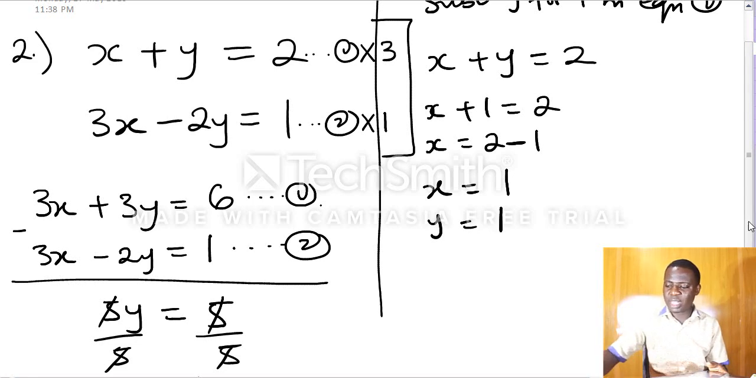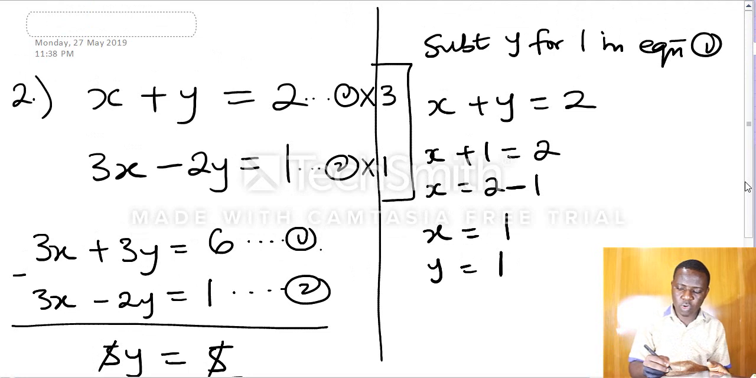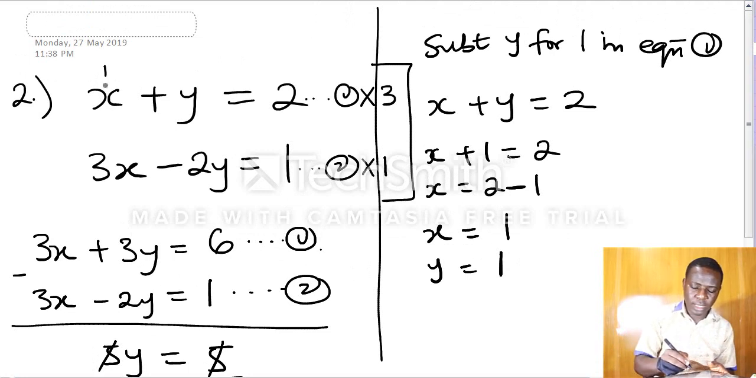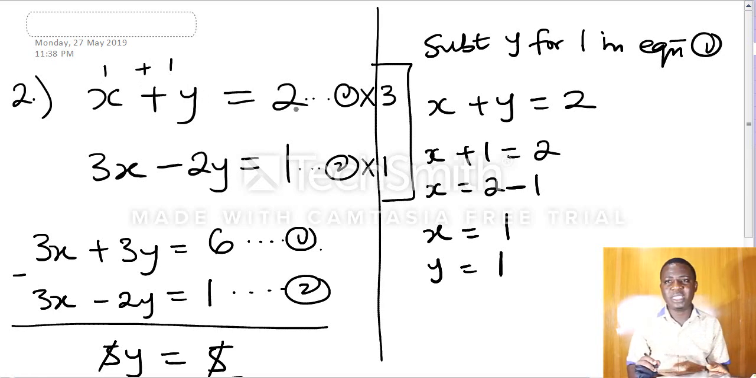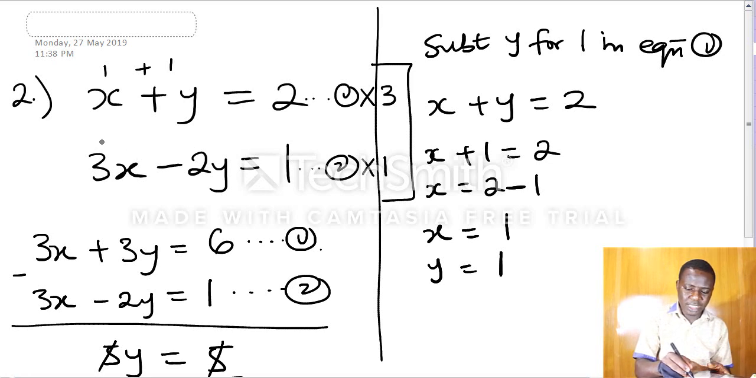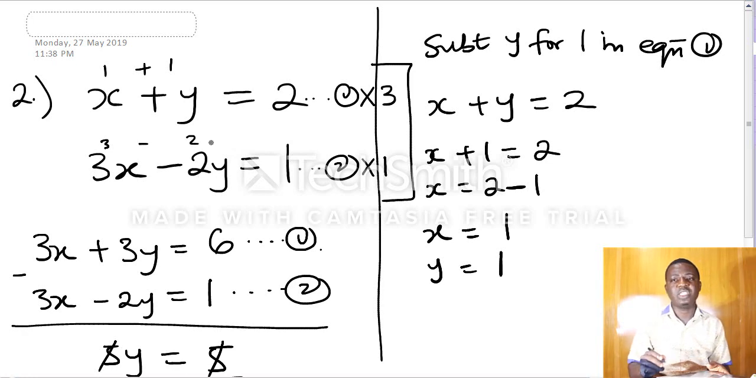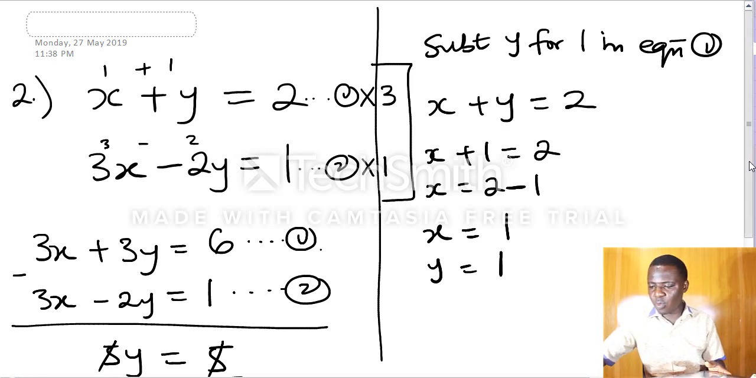And just like I said, you can test to confirm if you are right or wrong. When x is 1, this becomes 1 plus y is 1, 1 plus 1, and 1 plus 1 is 2. Or, if x is equal to 1, 3 times 1 is 3, minus y is 1, 2 times 1 is 2, 3 minus 2 is 1. That shows that our values for x and y are correct.